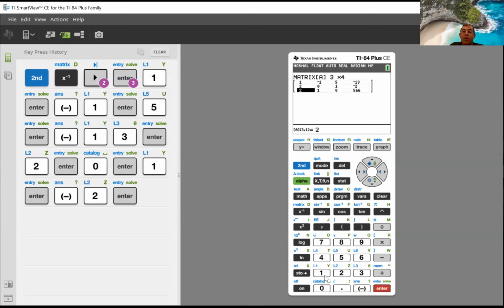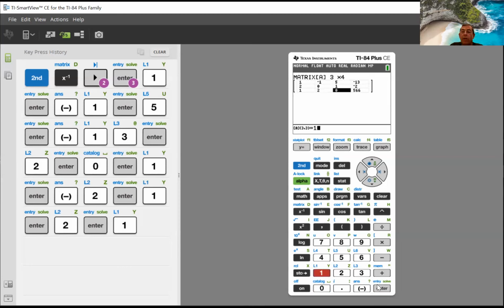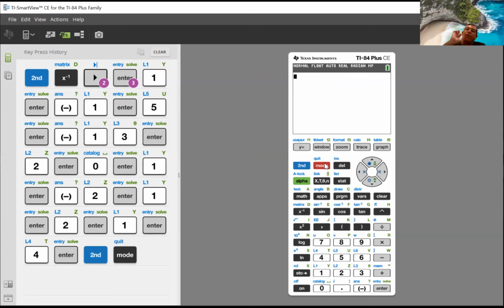And in our last row, we had a 1, enter, 2, enter, 1, enter, and a 4. So enter all those numbers. So now once we had everything into that calculator, we hit second mode so that we can quit. Because now it's all stored in our calculator.